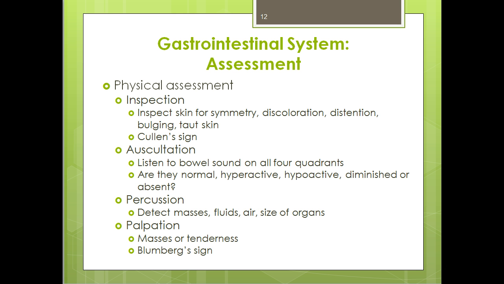The next type, after you do your inspection, you're going to do an auscultation, and you're going to make sure that when you're doing it, you're going to listen to all four quadrants. So, how do you do the auscultation? You place the stethoscope lightly on the abdominal wall while listening for bowel sounds in all four quadrants. And you're going to begin, once again, this time at the right lower quadrant.